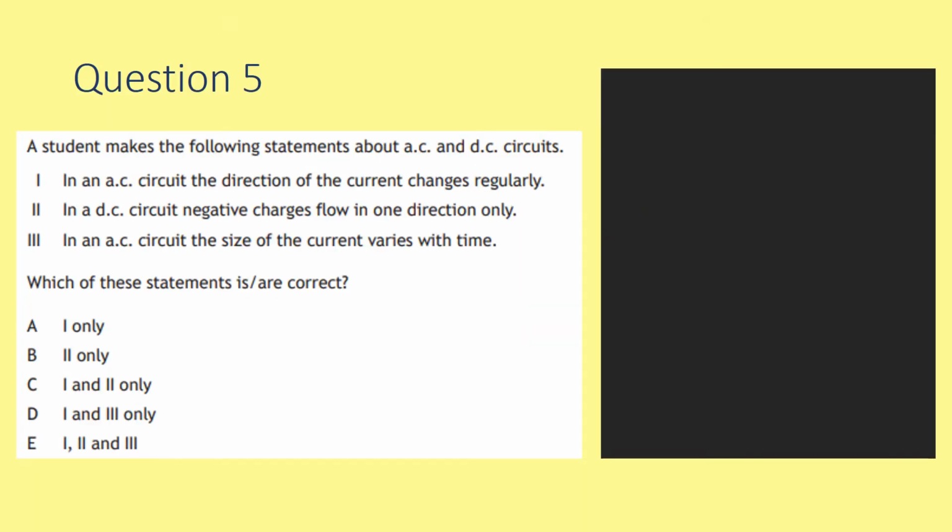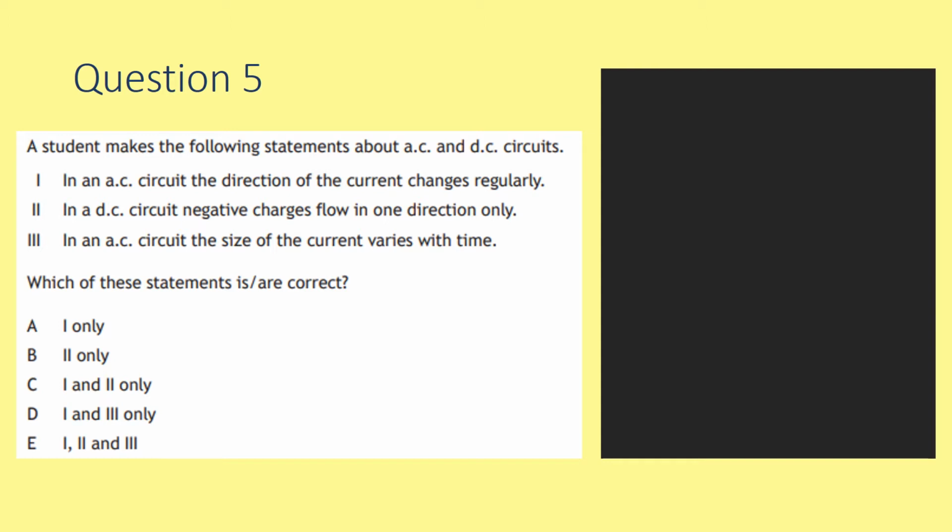Question 5. A student makes the following statements about AC and DC circuits. In an AC circuit, the direction of current changes regularly. In a DC circuit, negative charges flow in one direction only. And in an AC circuit, the size of the current varies with time. You're asked to identify which of these statements are true.